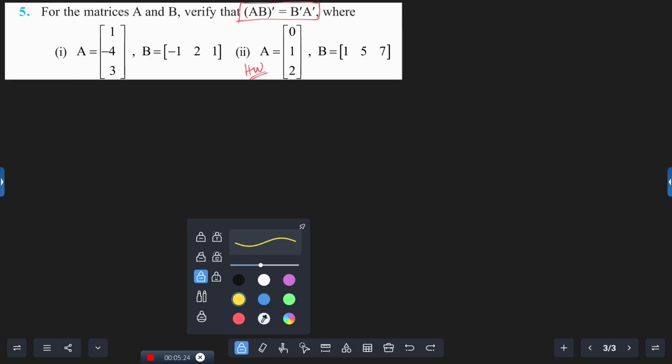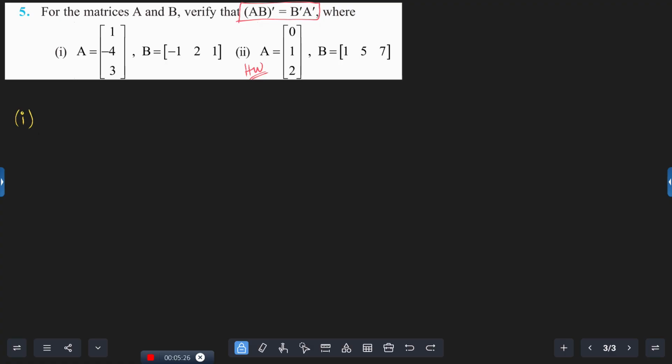Now we'll go. What is that? Question number 1, subdivision 1 in the 5th Roman. So A equal to the column matrix 1, minus 4, 3, and B matrix equal to minus 1, 2, 1. This is a column matrix and a row matrix. Here we have 3 rows, 1 column. Here we have 1 row, 3 columns. This is the order of the matrix. First, left hand side we will take. Left hand side, what do we have? Left hand side we have (AB) whole dash.